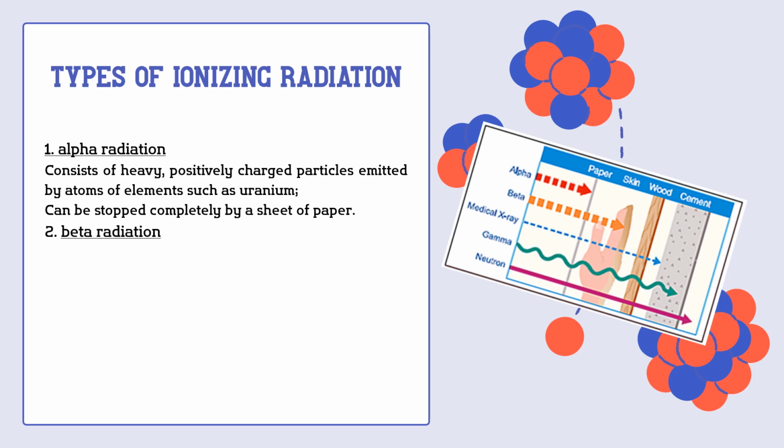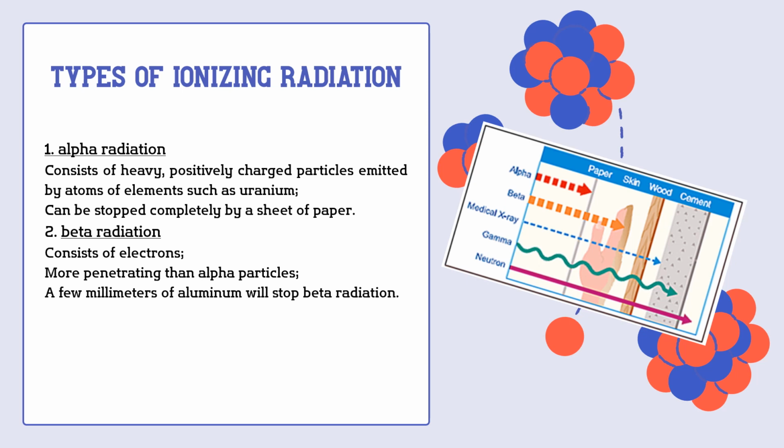2. Beta radiation. Beta particles are high-energy, high-speed electrons or positrons that are ejected from the nucleus by some radionuclides during a form of radioactive decay called beta decay. Because its mass is lighter than alpha particles, it can travel more distance in the air compared to alpha particles and needs thicker material to absorb it.